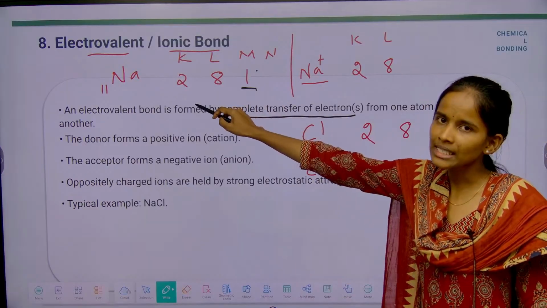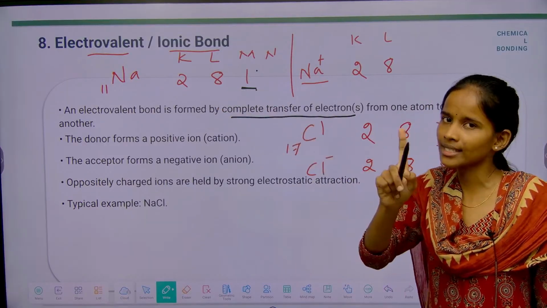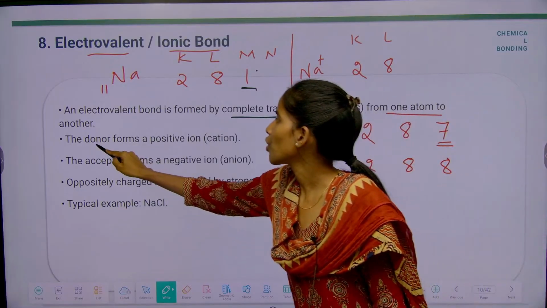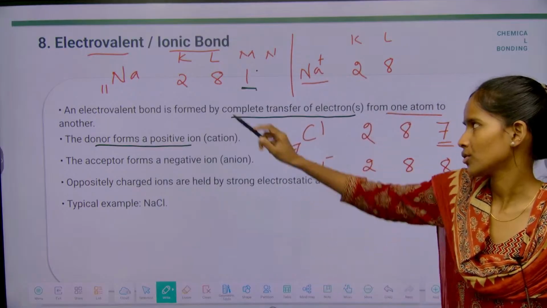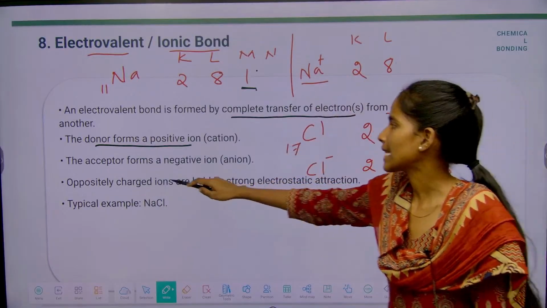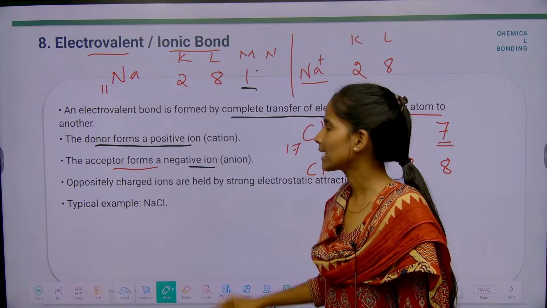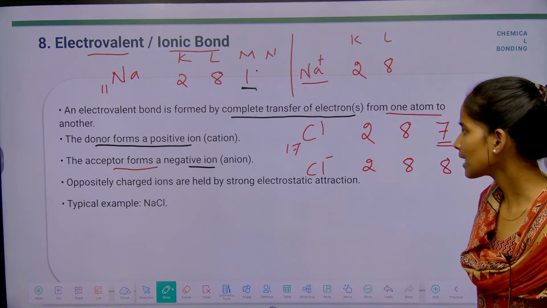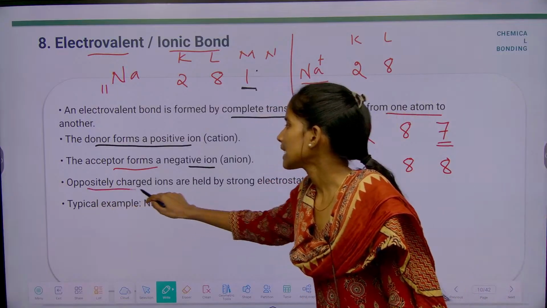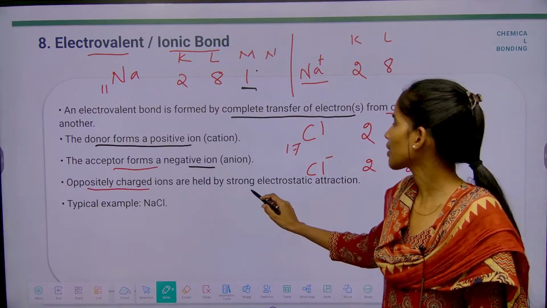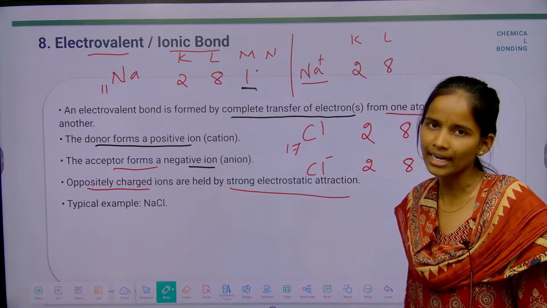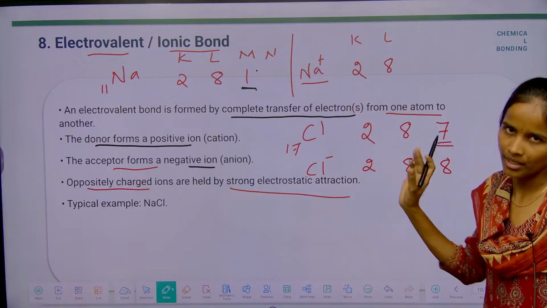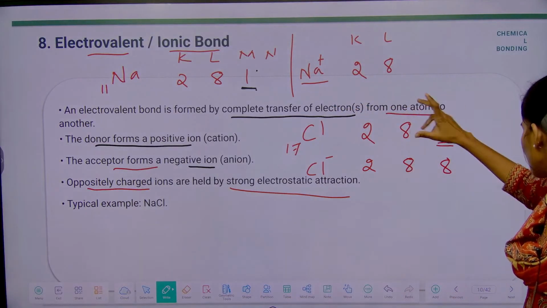Here sodium is completely donating that 1 excess electron to chlorine, from one atom to another atom. The donor forms a positive ion, sodium formed a positive charge, and the acceptor forms a negative ion. Chlorine formed an anion, negative charge. These oppositely charged ions are held together by strong electrostatic attraction, and that bond we call an ionic bond. Okay, any doubts in ionic bond?